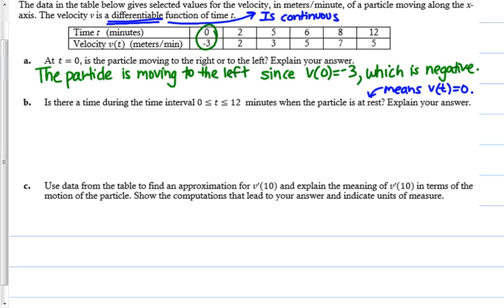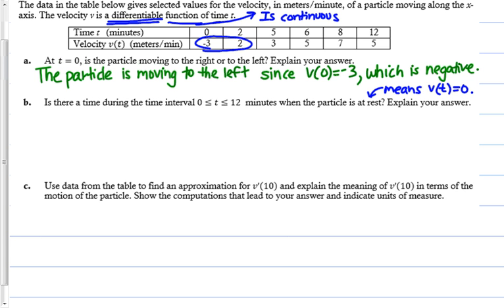I'll erase this, get it out of the way. Right here, my velocity goes from negative 3 to 2. It only makes sense that in order to get from negative 3 to 2, velocity had to pass what number? Hopefully you're like, oh, it had to pass 0, right? And it did. It had to pass negative 3, negative 2, negative 1, 0, 1, and then finally get to 2. So, is there a time when the particle is at rest, or the velocity is 0? Yes. I'll write down the explanation now.